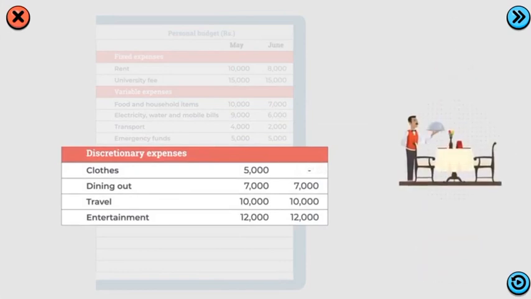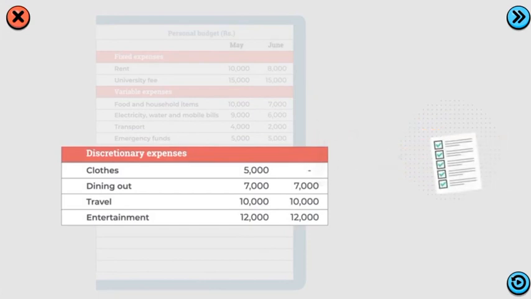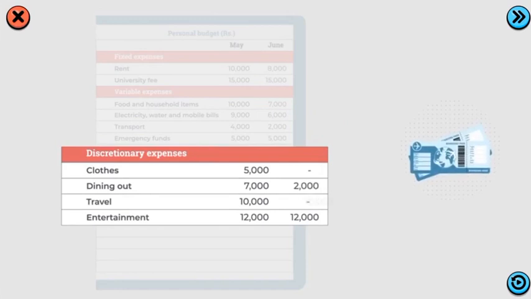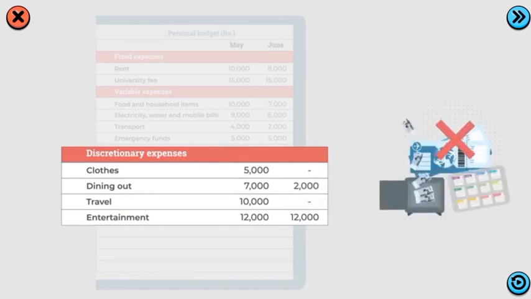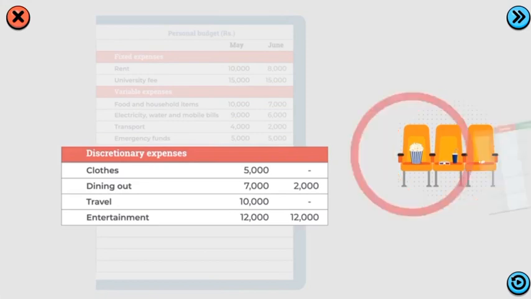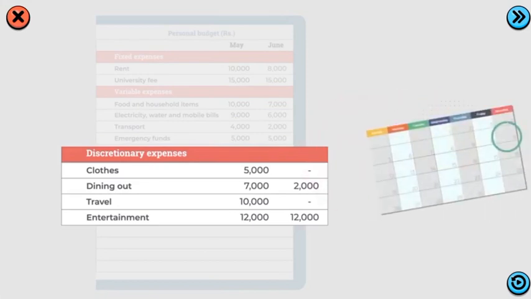To reduce dining out costs, you can create a weekly meal plan and cook at home. You can postpone travel plans to when you have savings left over after you meet your goal. You can even limit the amount you spend on entertainment. You can keep one day on the weekend to either go out for a movie or to some other leisure activity.